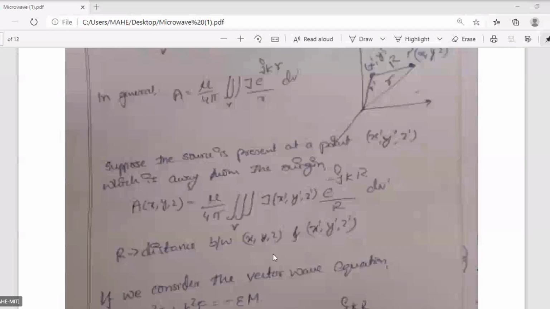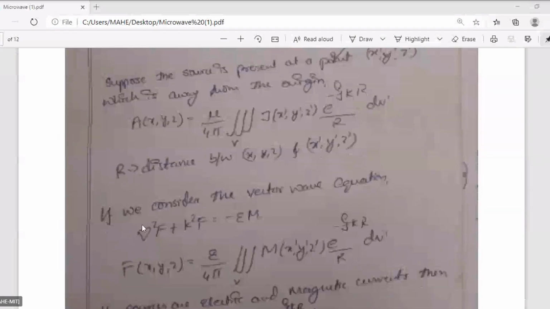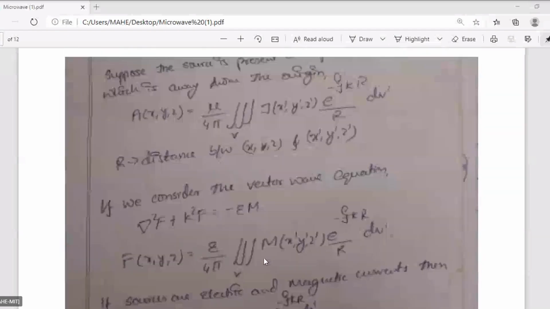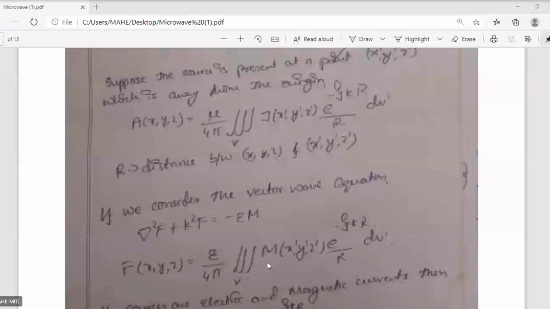Is it clear? If you consider the wave equation, del square F plus k square F equals minus epsilon M, we get the solution of this form. On similar lines, we have to proceed. Is it clear? Yes, sir. I am not discussing this because we get this solution on similar lines. You should be in a position to do it independently if you are given this problem.